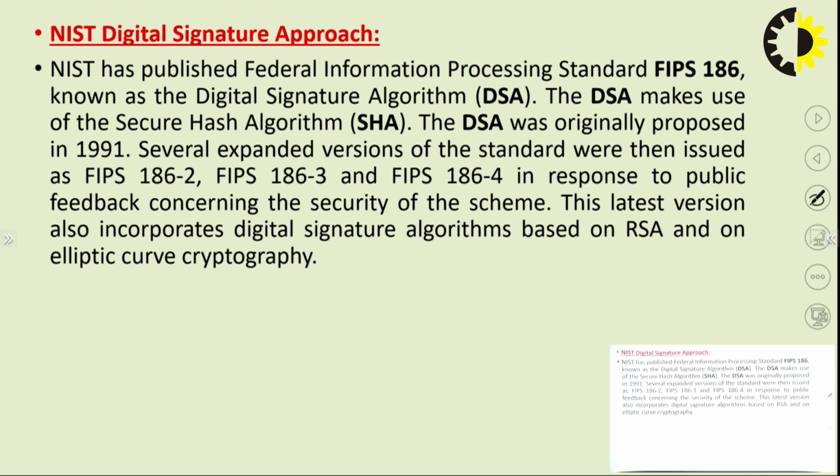Now, if we talk about the NIST digital signature approach, NIST has published the Federal Information Processing Standard, FIPS 186, known as the Digital Signature Algorithm, DSA. The DSA makes use of the Secure Hash Algorithm, SHA. The DSA was originally proposed in 1991. Several expanded versions of the standard were then issued as FIPS 186-2, FIPS 186-3, and FIPS 186-4. In response to public feedback concerning the security of the scheme, this latest version also incorporates digital signature algorithms based on RSA and on elliptic curve cryptography.